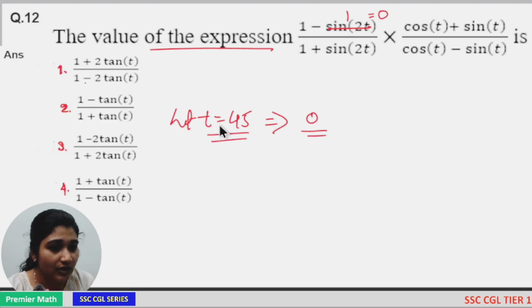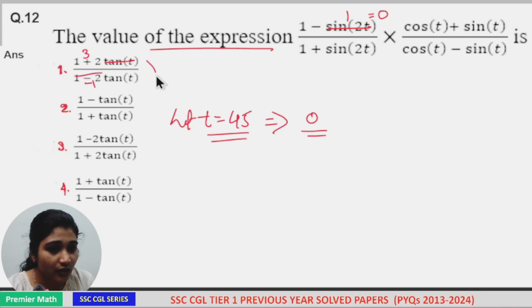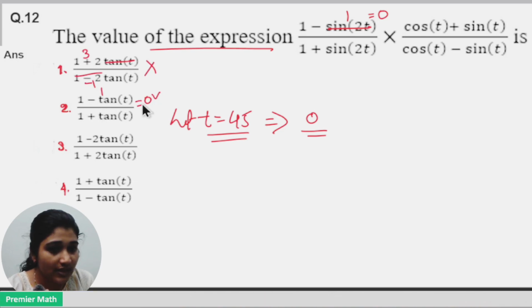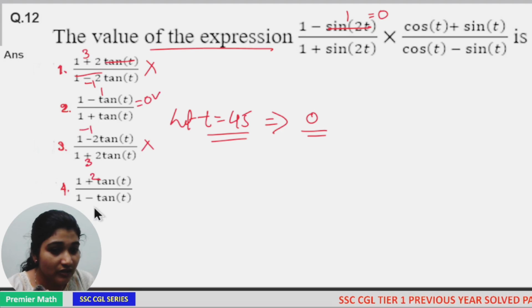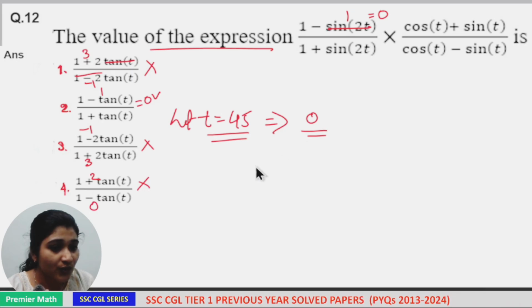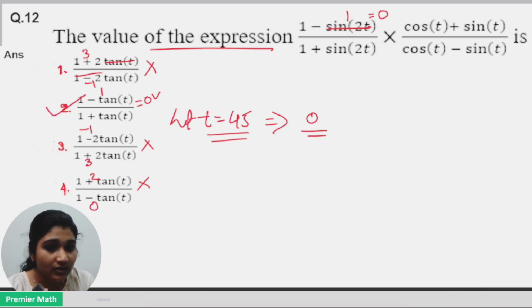Tan 45 is equal to 1. So tan t is 1, means here 1 plus 2, 3. Here 1 minus 2, minus 1. Not our answer. Here 1 minus 1 is 0. This can be our answer. Here 1 minus 2 is equal to minus 1. Here 1 plus 2, 3. Not our answer. Here 1 plus 1, 2. 1 minus 1, 0. Not our answer. 2 by 0, infinity. Not our answer. So option 2 is our answer.